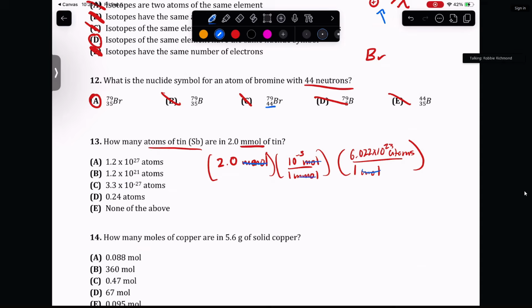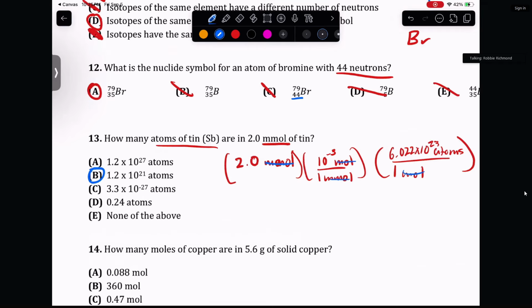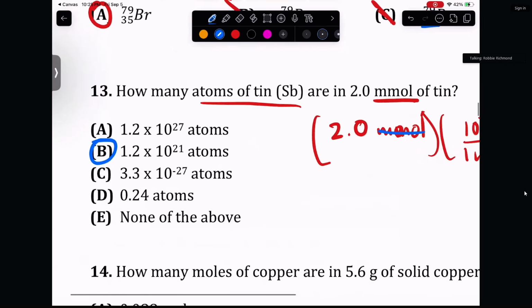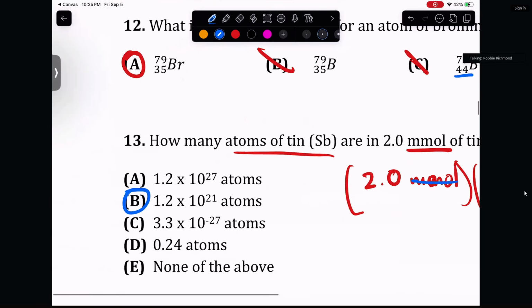Put that in a calculator real quick. I get answer choice B. And look at answer choice A. Make sure you keep your negatives, because if you did not keep that negative, you would have gotten answer choice A.